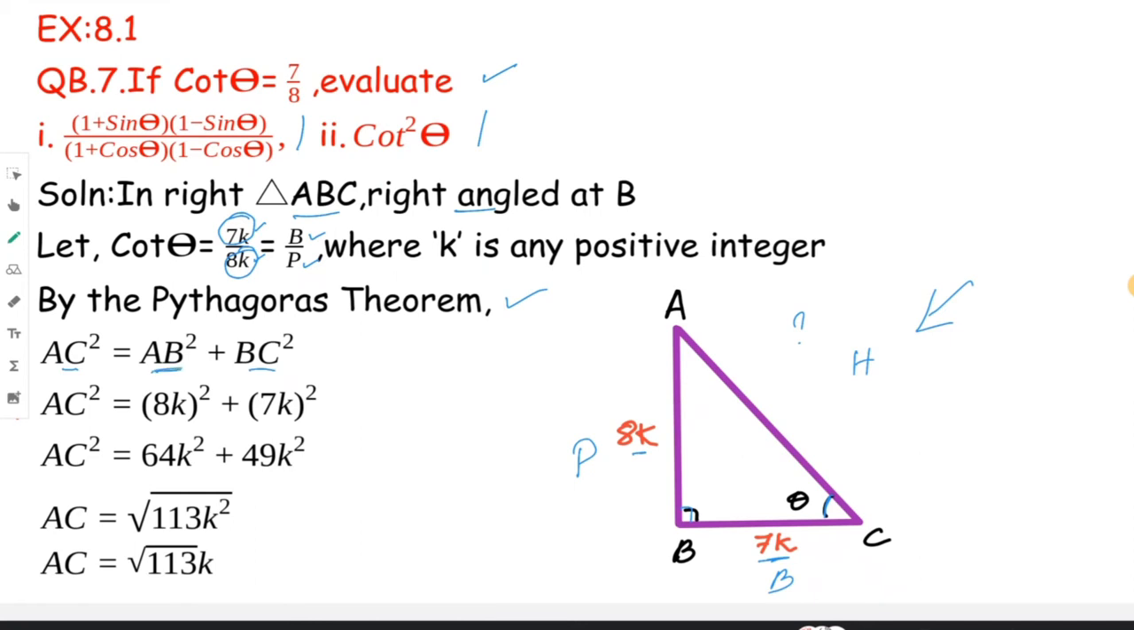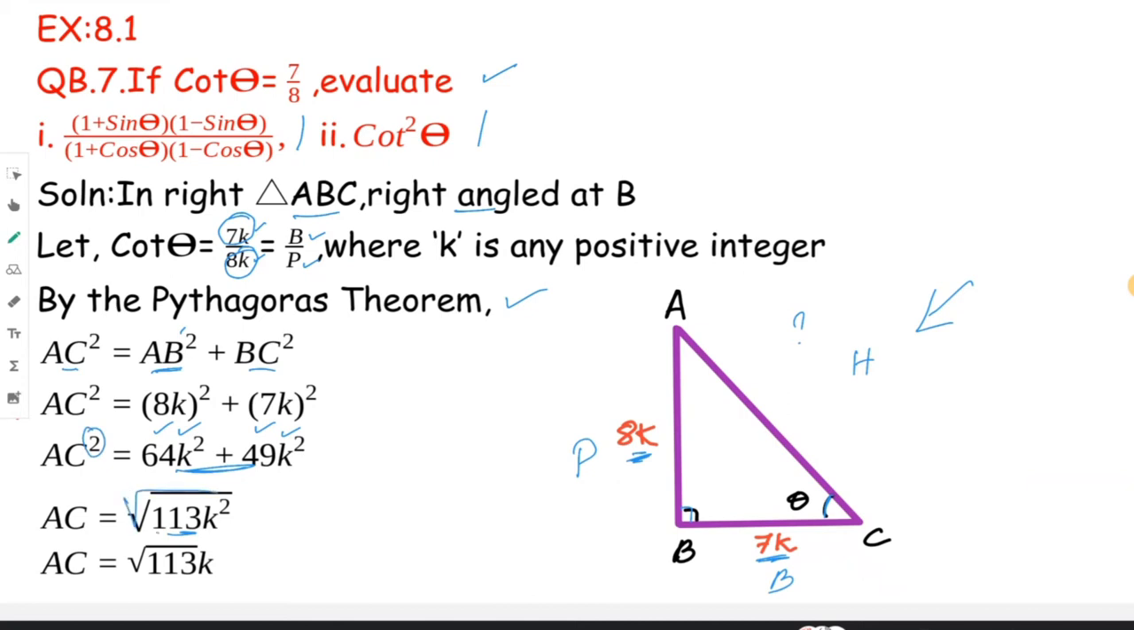Right, AB is how much? AB is 8k, so I've put it there, and then BC is 7k, squared, right? And 8 squared is 64, k into k square, 7 squared is 49, k into k square. If you add these two, you'll get 113k square. The square went to the other side, so I'll have the root of it, right?